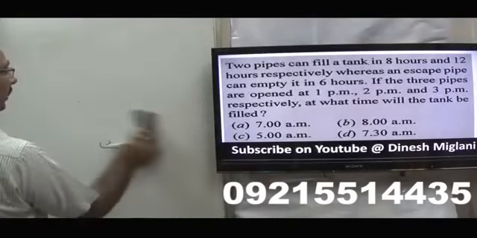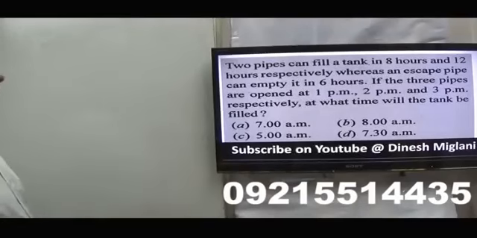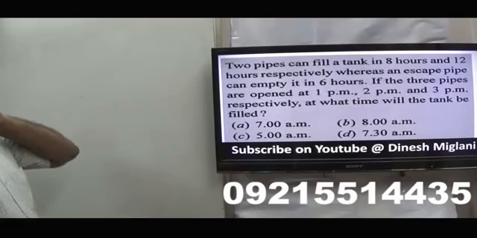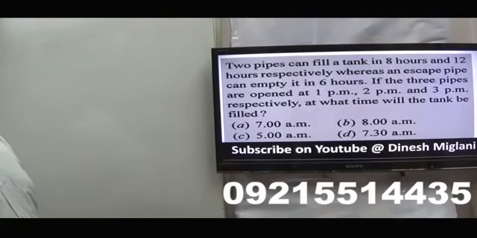Let us take the next problem here. It is given that two pipes can fill a tank in 8 hours and 12 hours respectively, where an escape can empty it in 6 hours. All the three pipes are opened at 1 pm, 2 pm and 3 pm. At what time will the tank be filled?